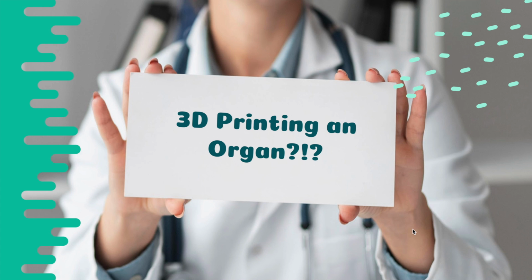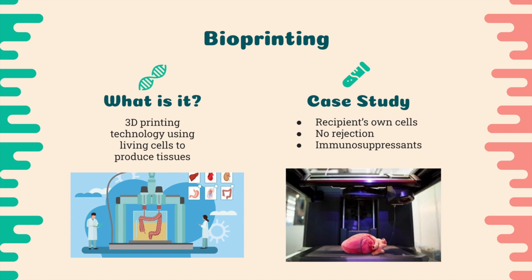You can probably tell by now that rejection is quite a big problem, and immunosuppressants aren't really a good enough solution, so people are actually looking at 3D printing an organ. Before you say, oh my god, what? I'll explain the science behind that. They use bioprinting, which is 3D printing technology using living cells to produce tissues. I found a case study explaining how they're testing this, and basically it works because if you're using a recipient's own cells to create the organ, the body will identify the organ as self, and there's virtually no chance for rejection. So you can eliminate the troubles of immunosuppressants, and it's a very promising solution for the future, which I thought was really interesting and a good way to close this lesson.